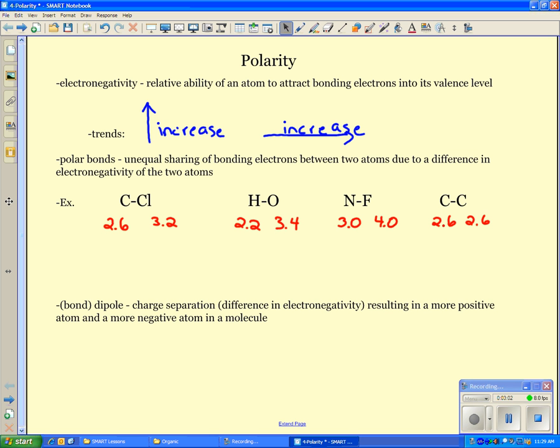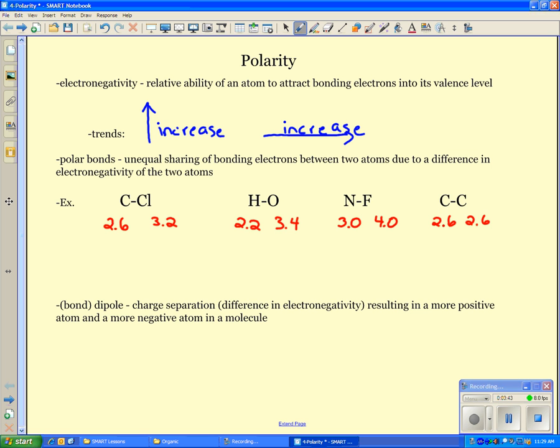A bond dipole, or dipole, is the charge separation or difference in electronegativity resulting in a more positive atom and a more negative atom within a molecule. So if we look back at our pairs that we did above and pretend that those are part of bigger molecules, we can label the more positive and negative atoms within those. And we're going to use the Greek letter delta to go with our positive and negative signs.